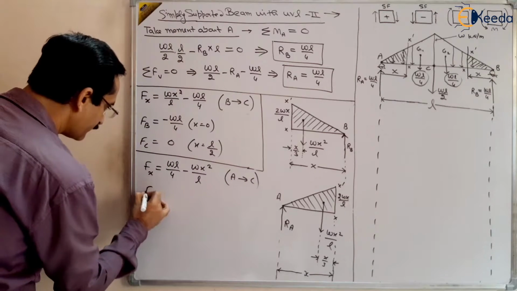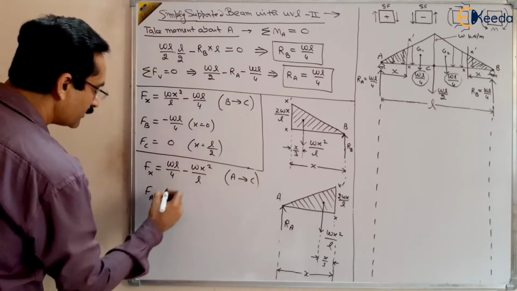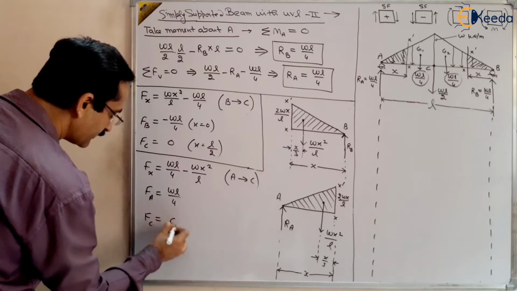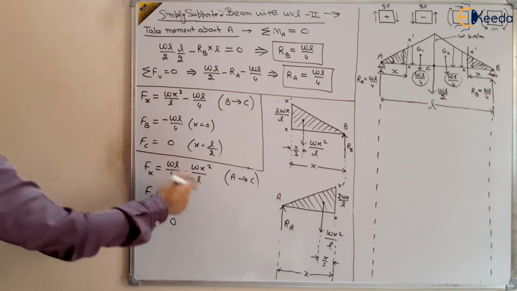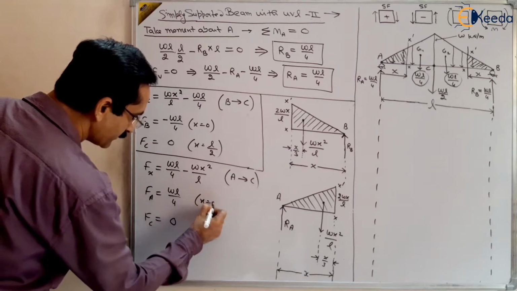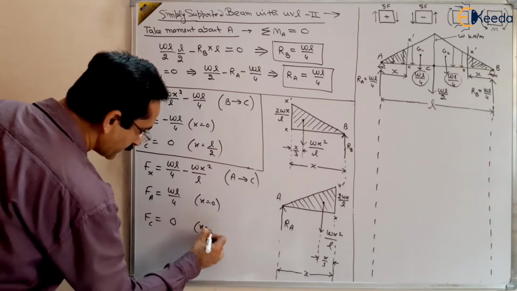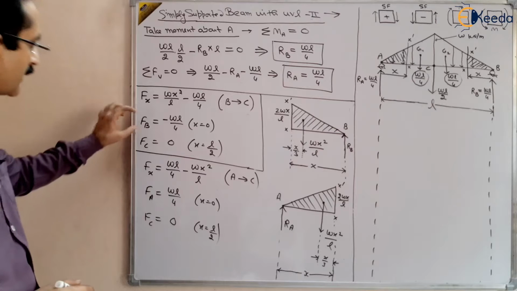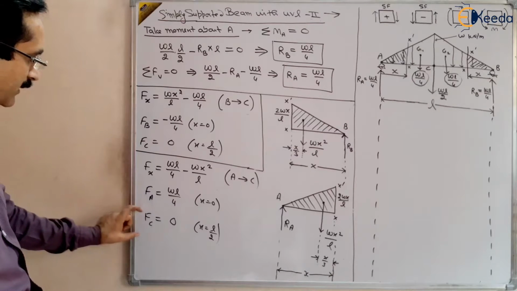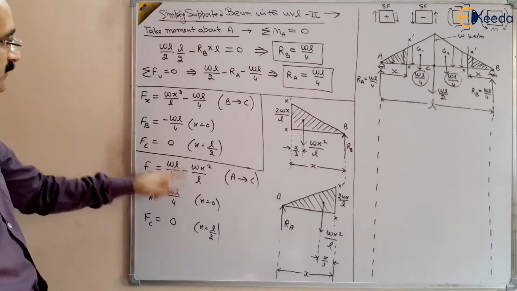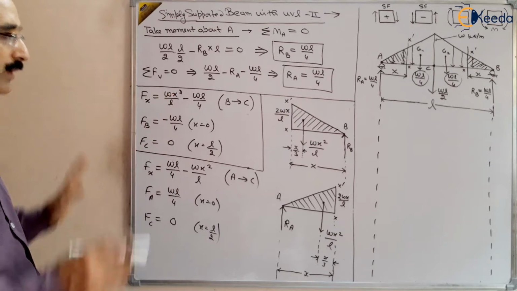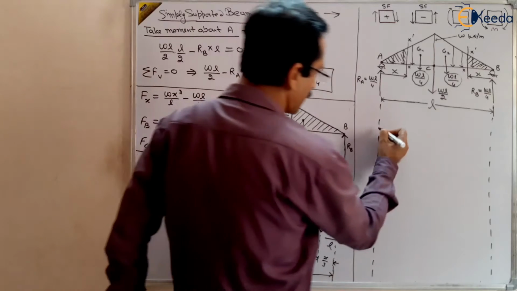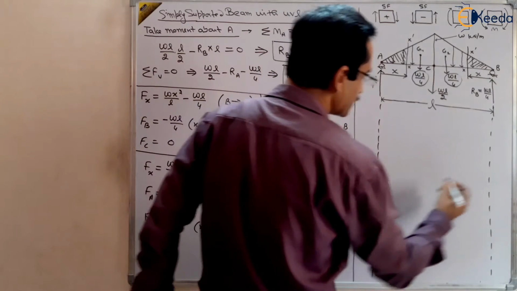Then what is FA? When x is equal to 0, this is WL by 4. And what is FC? FC will be 0. Here we have put x equal to L by 2. So we have found FB, FA and FC. And the variation is parabolic for both cases. Now we can draw the shear force diagram, which can be drawn based on this information.